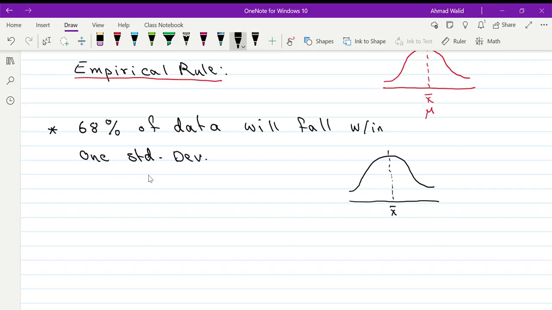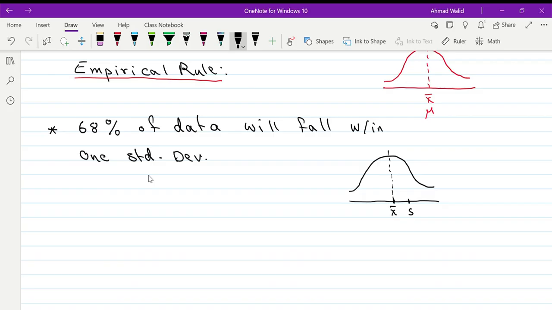68% of the data will fall within one standard deviation. Remember the definition for a standard deviation. I told you to just focus, try to understand what it means. Standard deviation is actually the distance of your data from what? From the mean, correct? This is the distance of the data from the mean. If I call this S, correct?